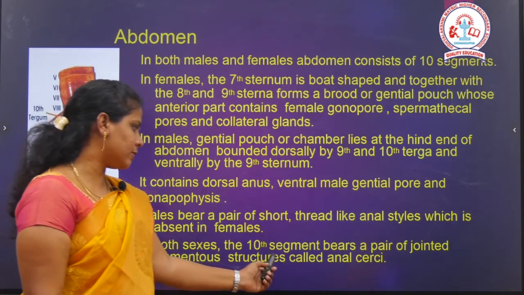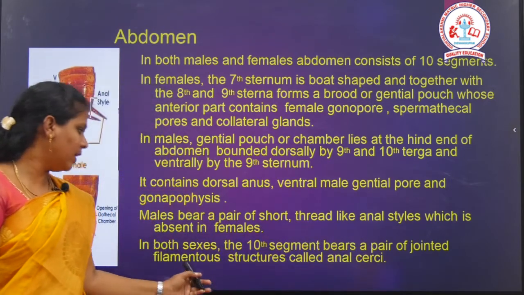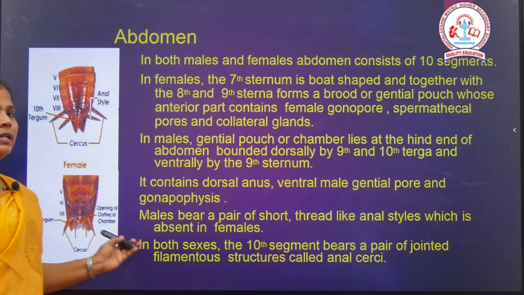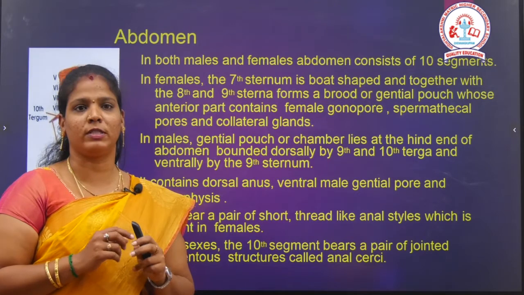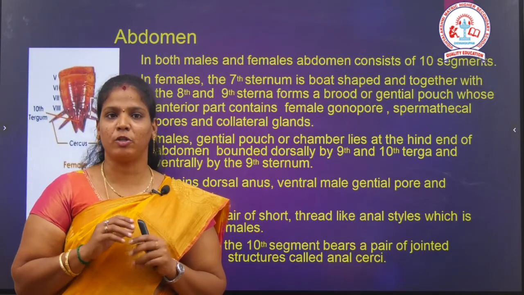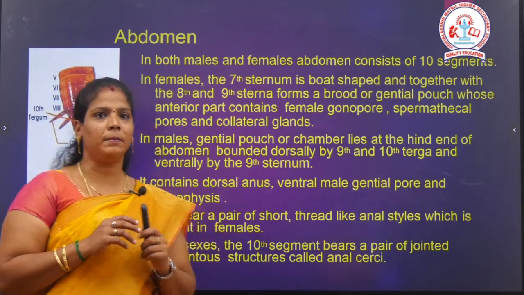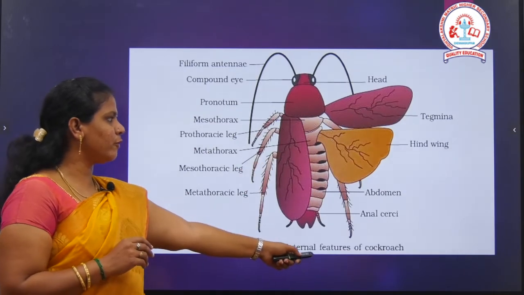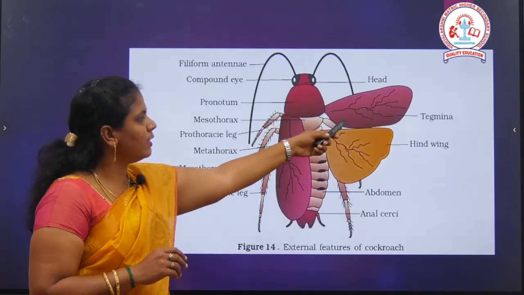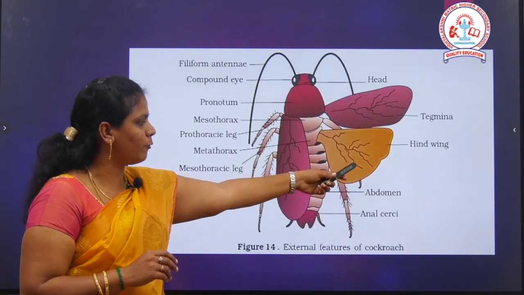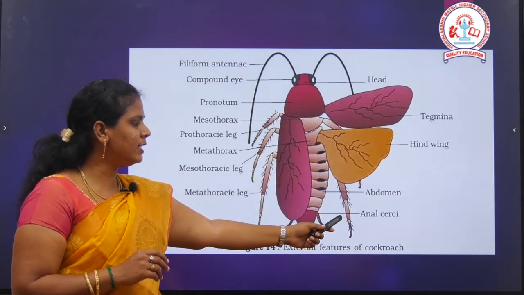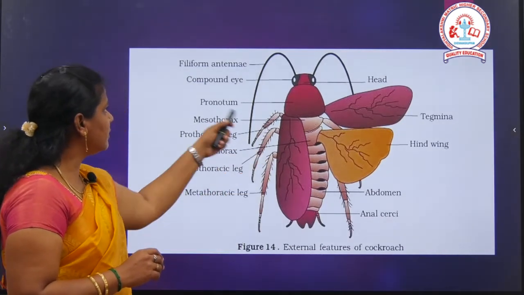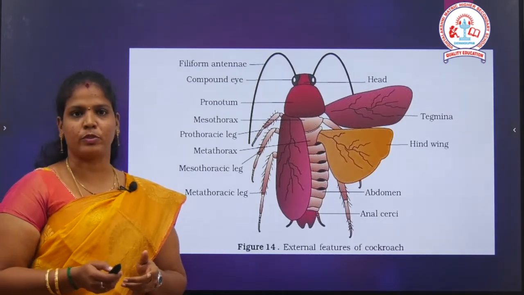In both sexes, the 10th segment bears a pair of jointed filamentous structures called anal cerci. Anal cerci are present in both male and female. They help the cockroach monitor vibrations of the earth. This is the external feature of the cockroach: the head region, the forewing called tegmina, the hind wing used for flight, then the abdominal region, anal cerci, and 6 legs.